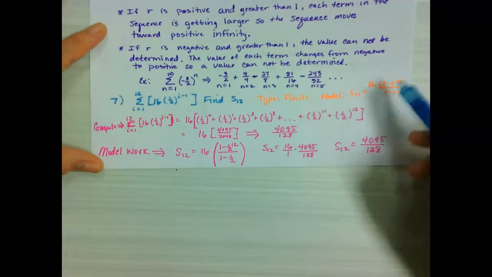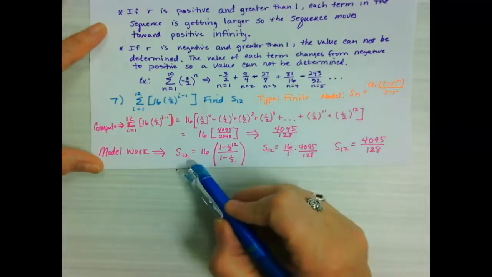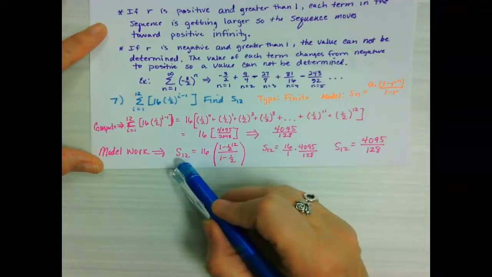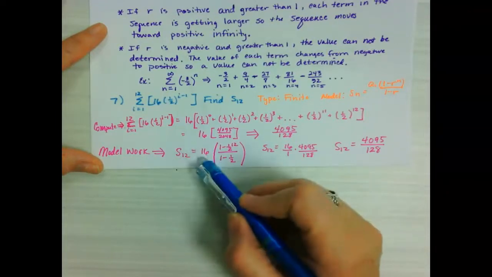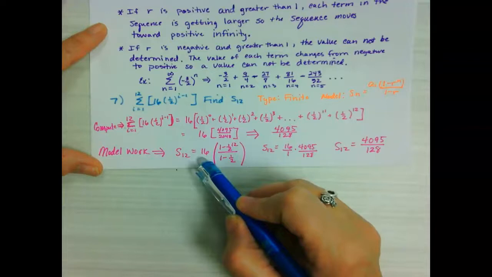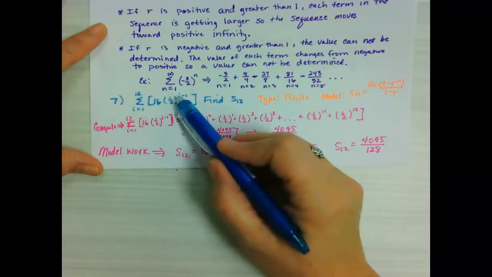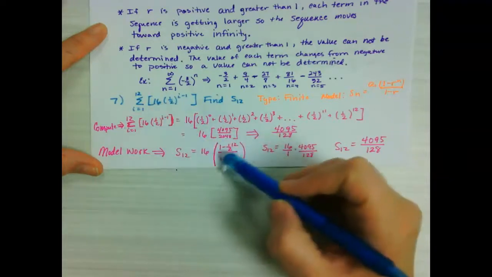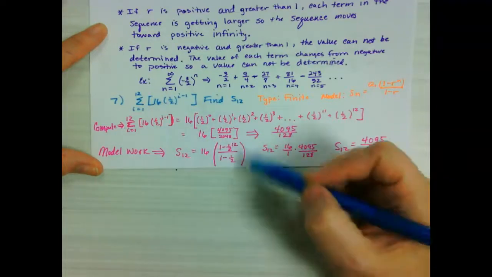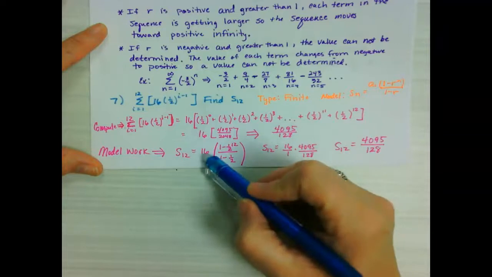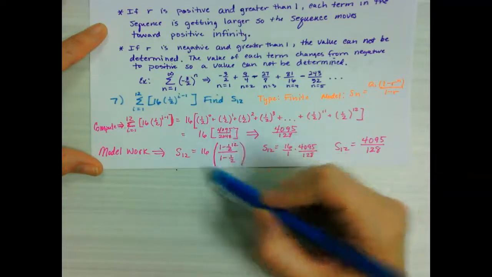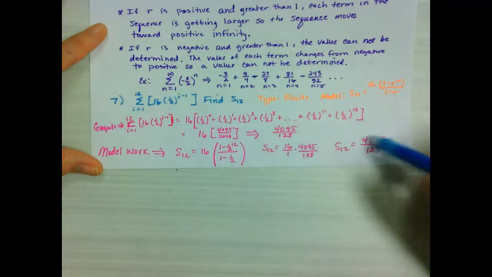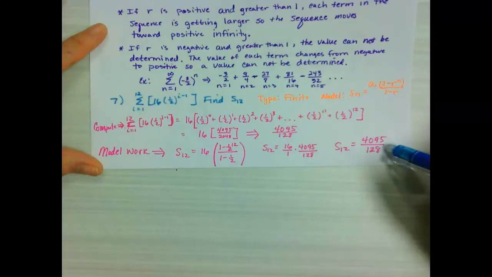And then if you're doing model work, you're going to jump down here and plug in what you know. Well, I know I'm calculating the sum to 12. I know a sub 1 is 16 because I put the 1 in here, and 1 minus 1 is 0. 1/2 to the 0 is 1. 1 times 16 is 16. So we would have established the ratio, we would have calculated the a value, and then we would plug everything in. So when I calculate this out, I get a sum of 4,095 over 128.